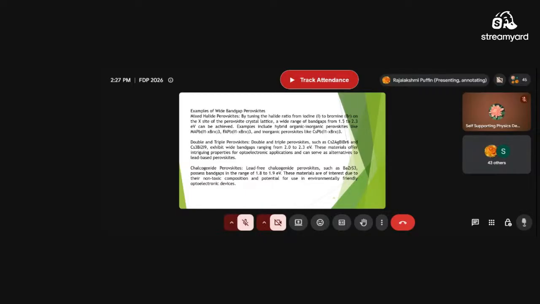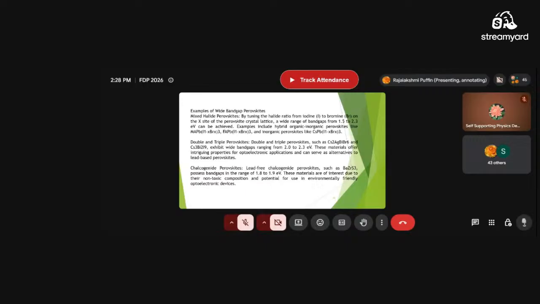For example, methylammonium lead bromide. Like that, we can go for inorganic and organic perovskites, and double and triple perovskites. If you look at double or triple perovskites, the range is 2.0 to 2.3 electron volts. Based on this, we can go for the operating application.